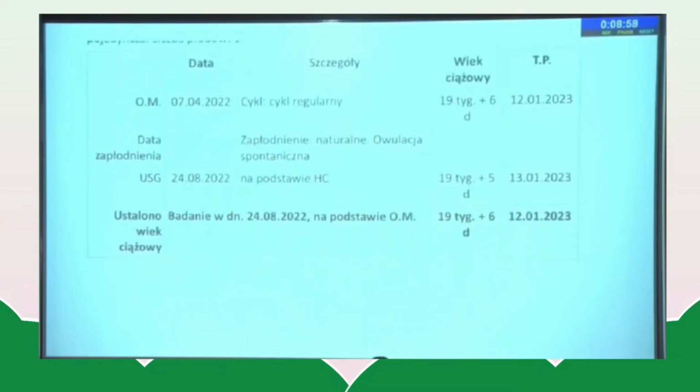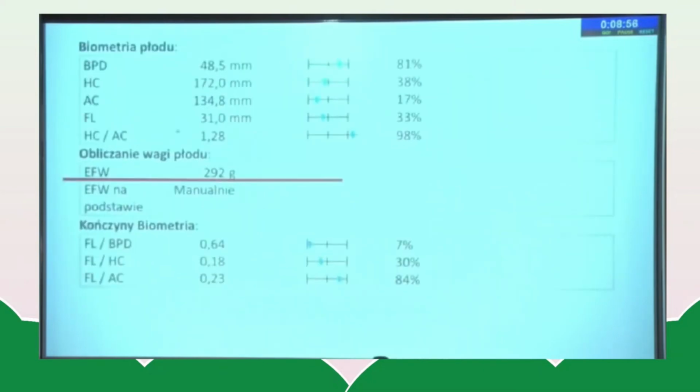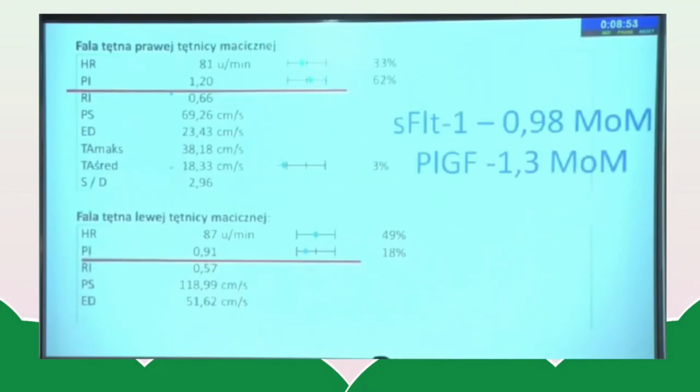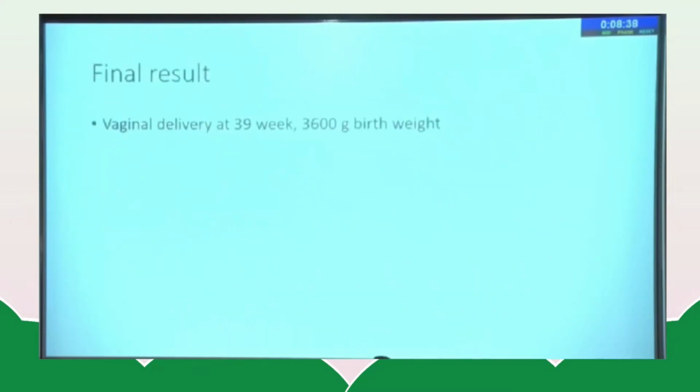So that's the second scan. That's a really normal size of the baby. And again, the same algorithm. This shows normal flow in the uterine arteries, normal values of the angiogenesis markers, and what is the final result? Normal delivery at 39 weeks of gestation with a normal size of the baby. So it allows us to concentrate on the right patient, whether we have high risk or low risk in the second trimester. This is an option.